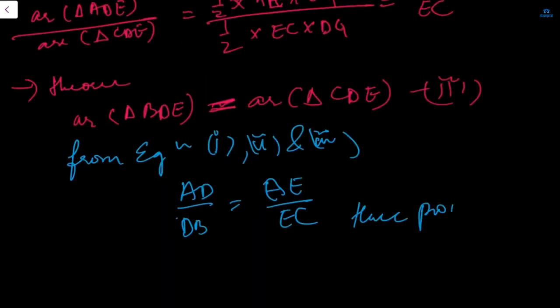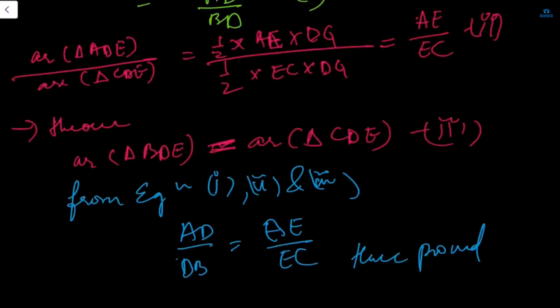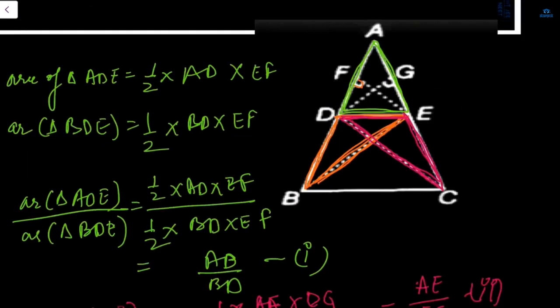So hence proof. Okay, got it? Yes, ma'am, understood. Okay, now in this theorem they can extend or just give a little bit of a twist. Maybe it is written DB is above and AD is below. Okay, that can also be done. Or instead they can ask you the ratio of AB upon AD. Okay, this can also be there.